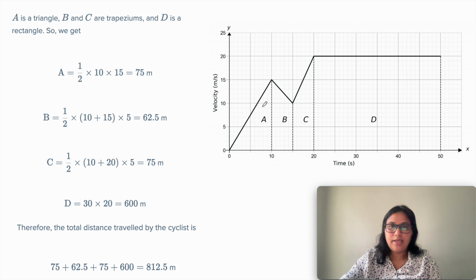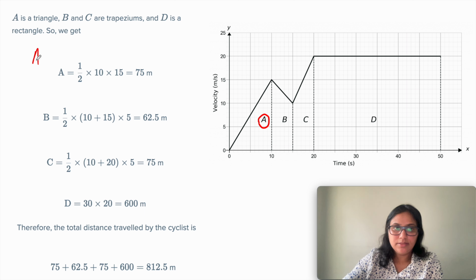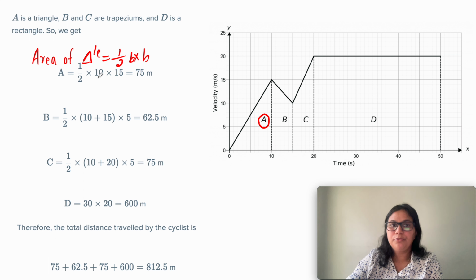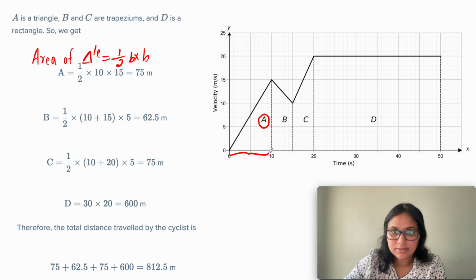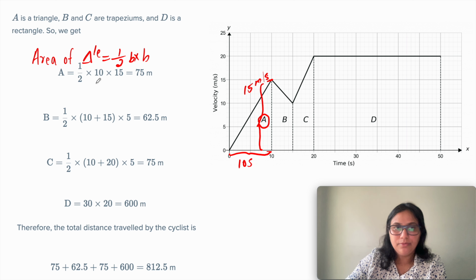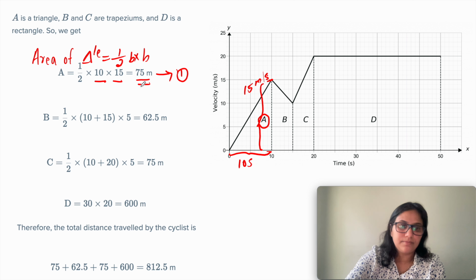So for the first section A, this is in the form of a triangle. So area of triangle is half into base into height. So what is base here? This, which gives 10 seconds. What is the height here? This distance along the y-axis of 15 meter per second. Okay. So half into 10, that is the base, 15 along the y-axis. So what do you get? 75 meter. That is the first distance.